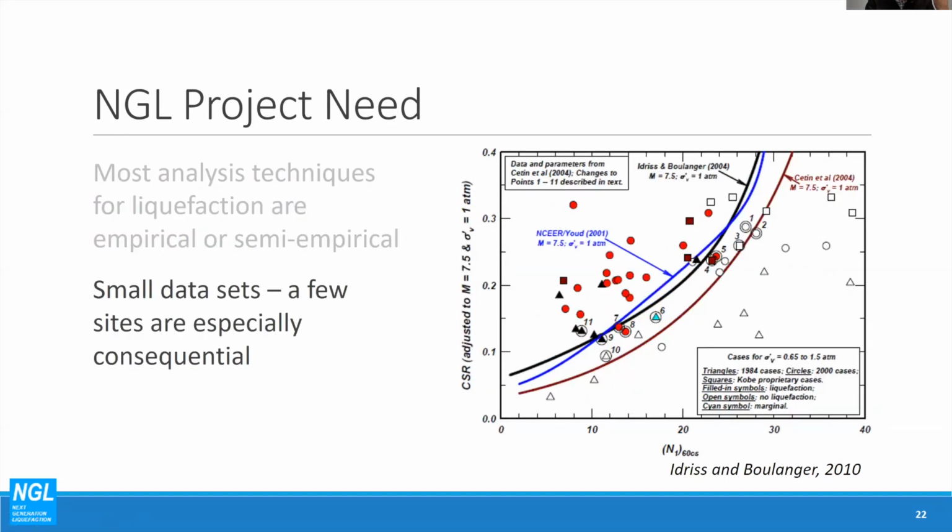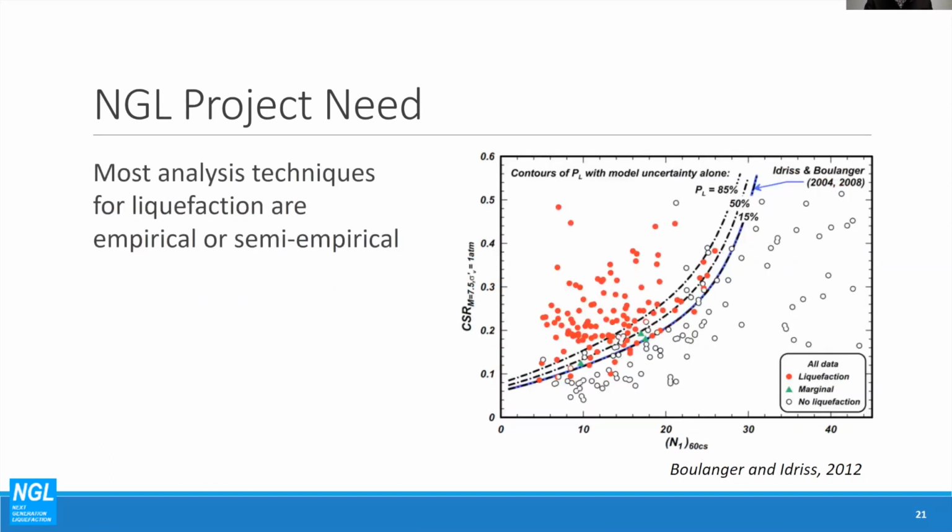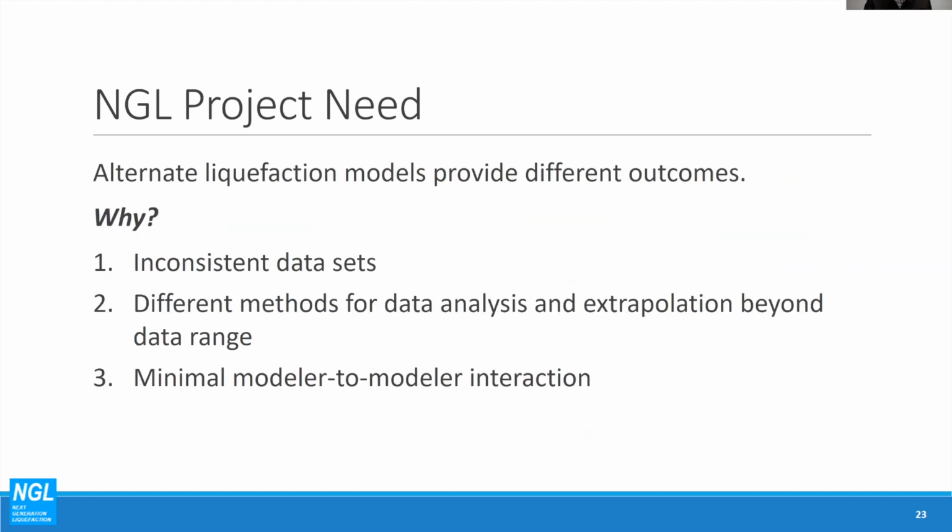The data sets are pretty small, and a few data sets are really consequential. So the data that's close to the dividing line are really important, whereas data points that are far away and obvious don't add much value for us. So even though there's a lot of data points on this plot, the position of that line is not controlled by a very large data set. We would benefit from having more data.